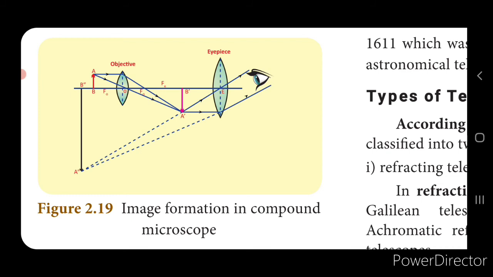We used to see through the lens, isn't it? So that is the eyepiece, right? And this will have a large focal length. So both the lenses are fixed in a narrow tube. So these are the information that you will give for the construction. Next is the working.